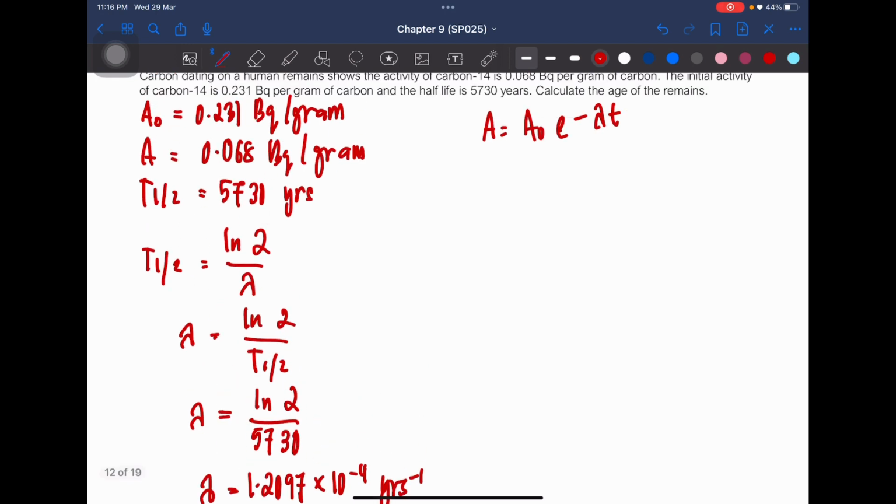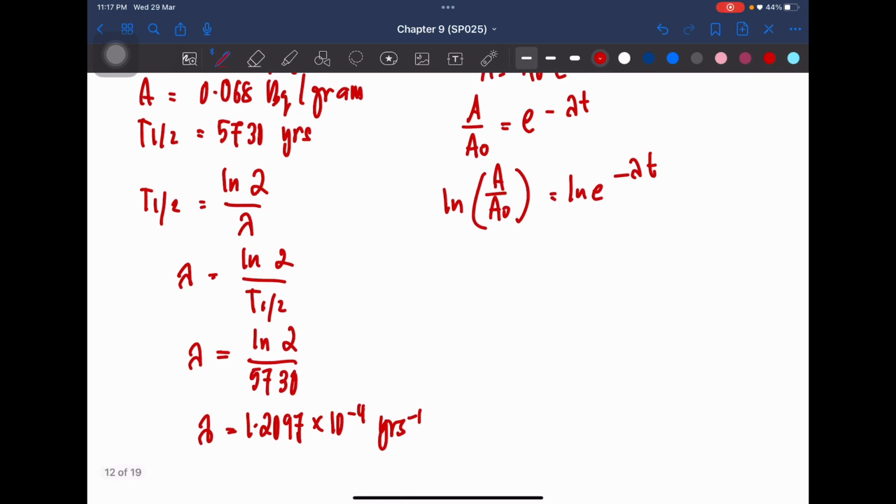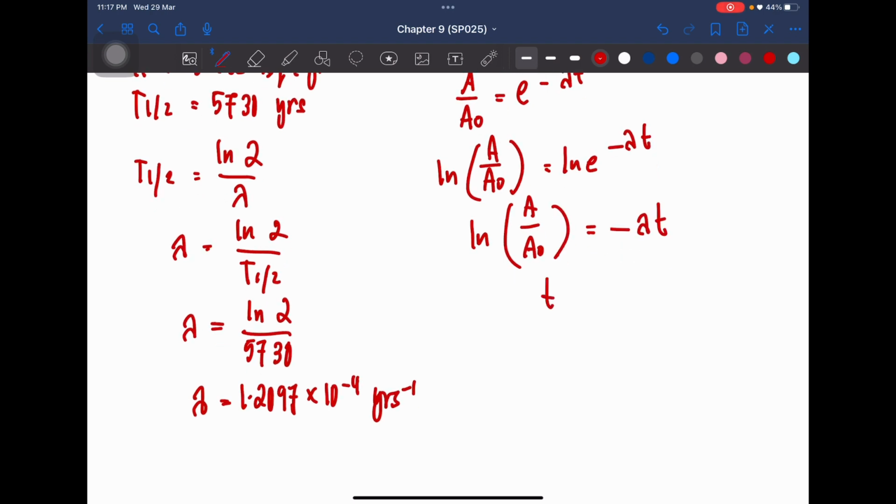Okay, so masukkanlah dalam this, no, not substitute. We are gonna create the equation for T dulu. So this is A equals A naught e to the negative lambda T. So ln both sides. Ln e negative lambda T. So this will be ln A over A naught. This is negative lambda T. So T will become ln A over A naught divided by negative decay constant.